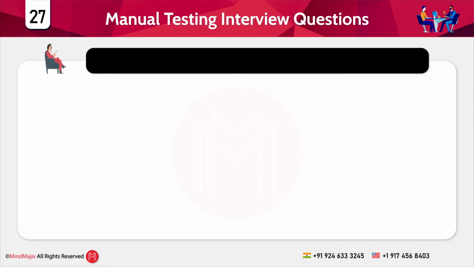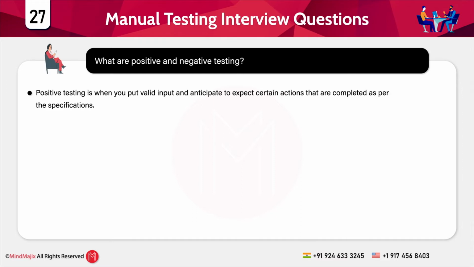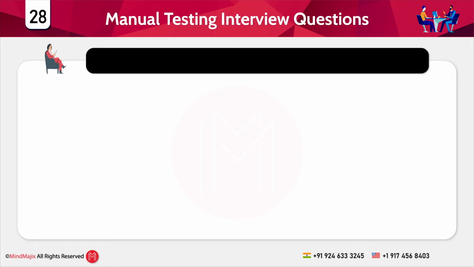Also, decision table testing is used for testing the systems for which the specification takes cause-effect combinations or rules. The next question is, what are positive and negative testing? Positive testing is when you put valid input and expect certain actions to be completed as per the specifications. Whereas negative testing is when you put an invalid input and then get an error.